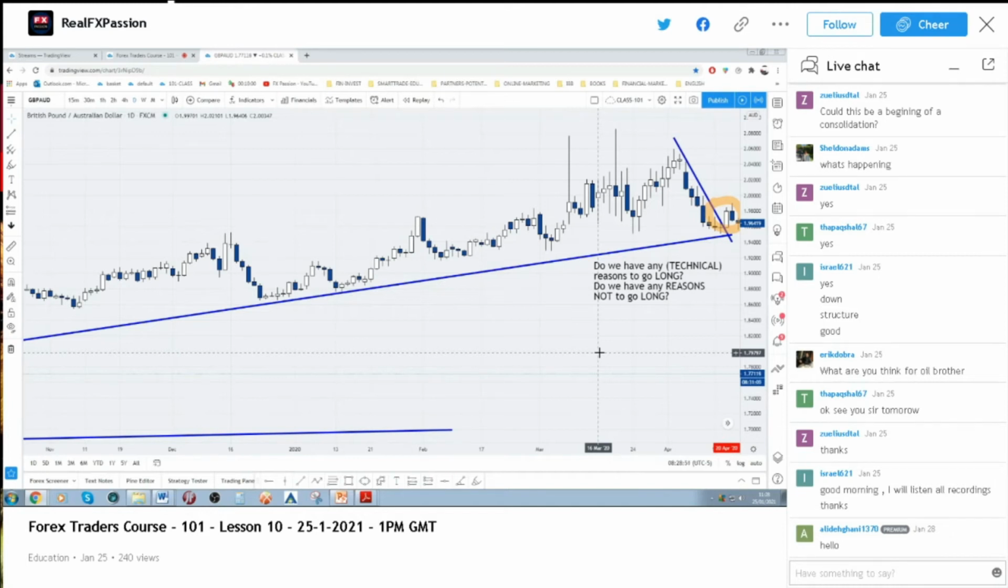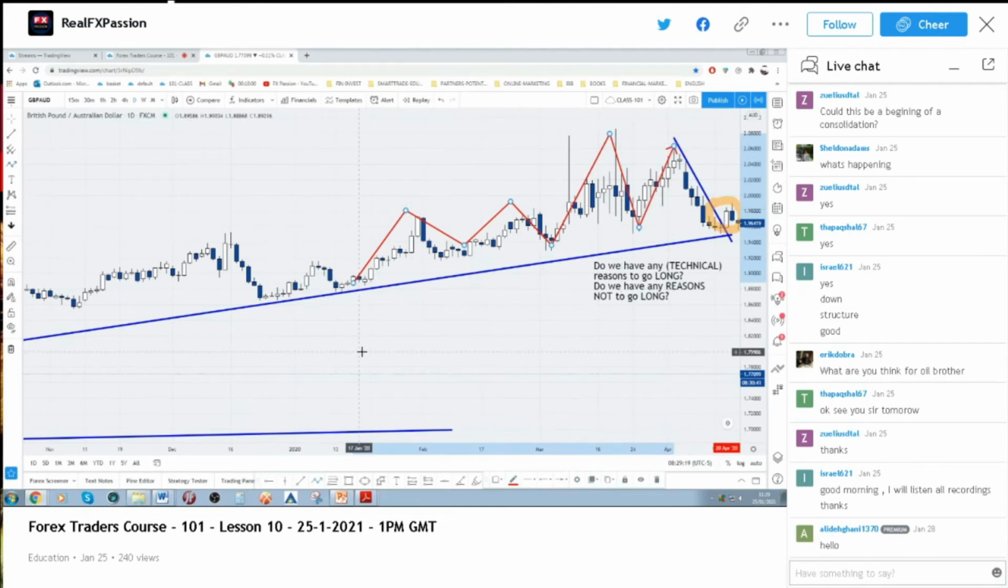I'm a beginner trader. I'm trying to make sense of the markets, everybody. I'm looking at the chart. This could be the 15-minute chart, daily chart, 1-hour chart, 2-hour chart, whatever chart. Do I have any reasons to go long? So, technical reasons to go long, everybody. Well, the market is in an uptrend, right? Making higher highs, higher lows.